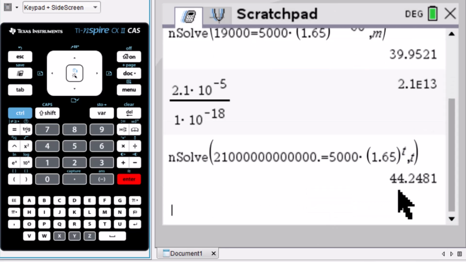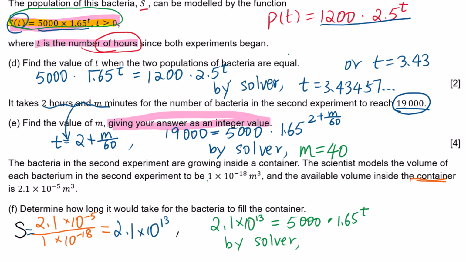T equals 44.2 for 3 sig figs. Remember, write down hours because over here they said how long. You need to indicate the unit. T equals 44.2 hours.